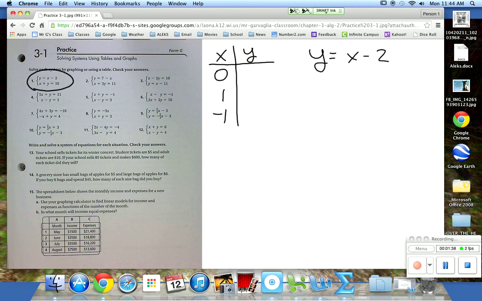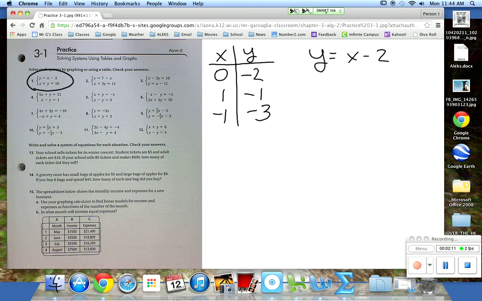If I put 0 in for X, what do I get? -2. If I put 1 in for X, what do I get? Reese? If I put 1 in for X, what do I get? -1. If I put -1 in, Preston, for X, what do I get? -3. -1 minus 2 is -3.